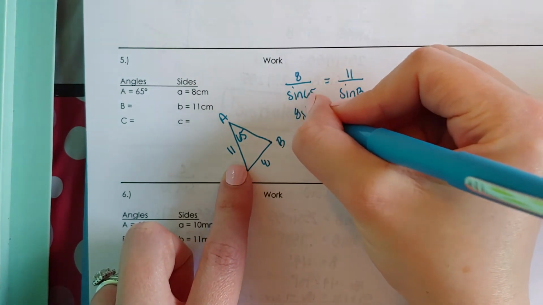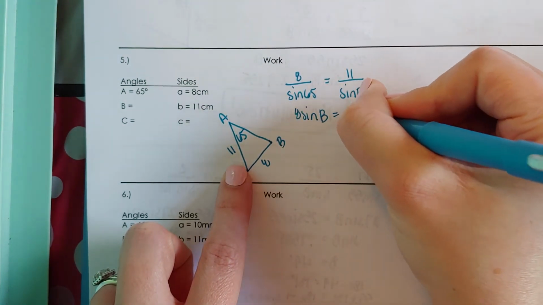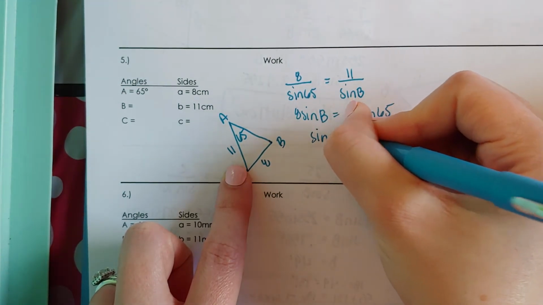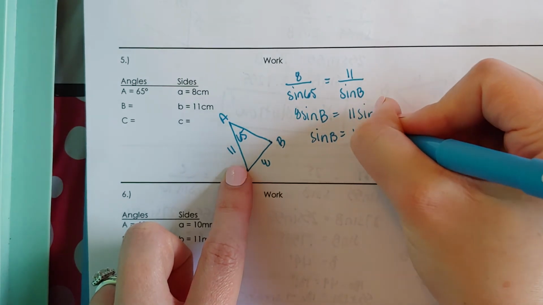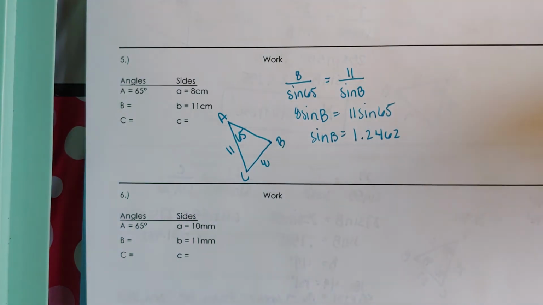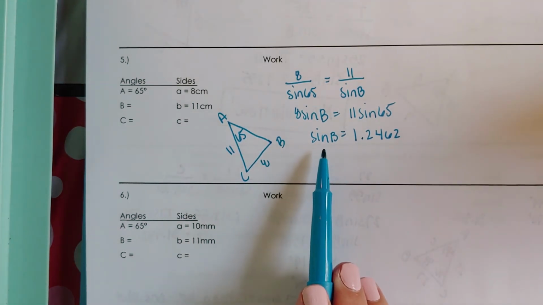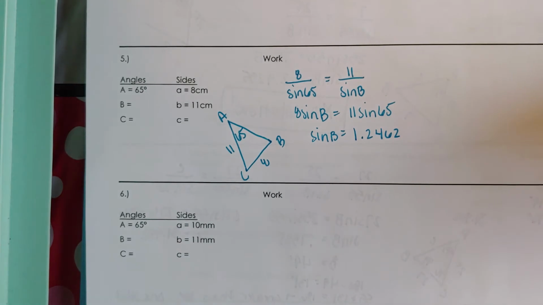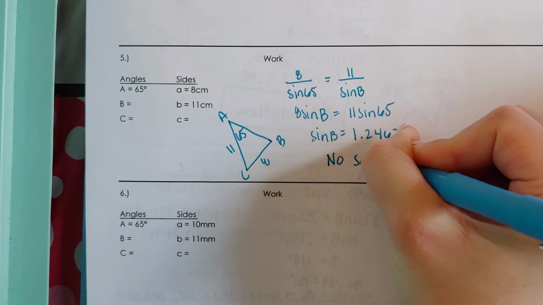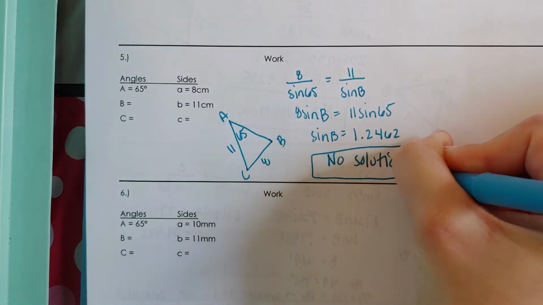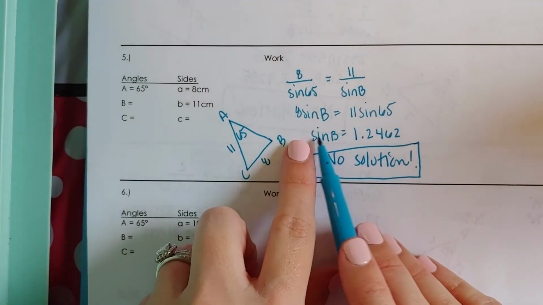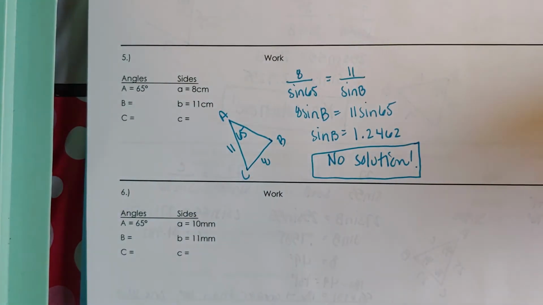So we get 8 sine of B equals 11 sine of 65. So sine of B equals 1.2462. When you type that in, you're going to get an error. When you do second sine inverse of 1.2462, you're going to get an error. So this is no solution. Just like number 1. If you're not sure, type this in, do second sine and put that in, you're going to see it's no solution.